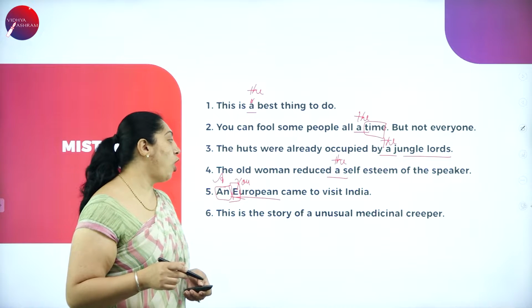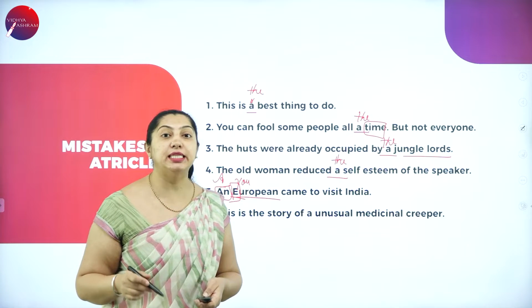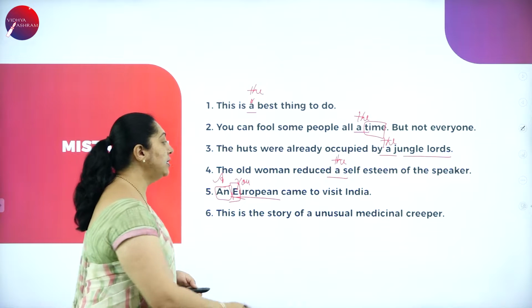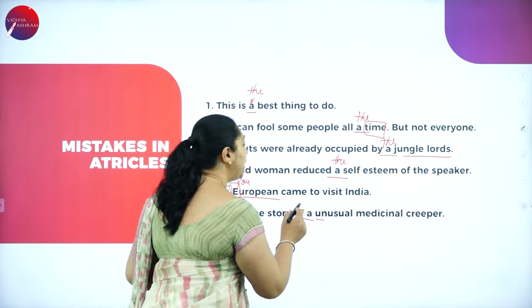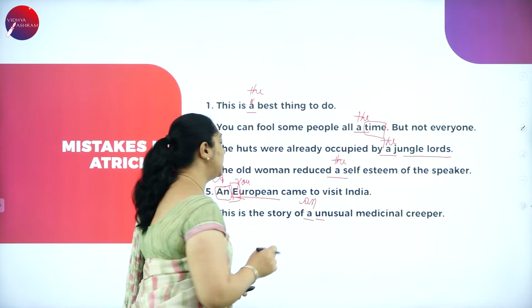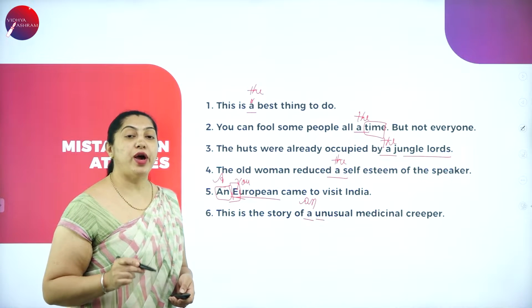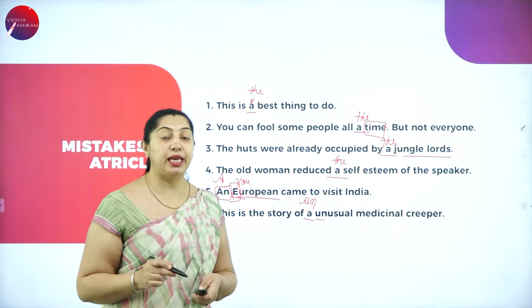This is the story of an unusual medicinal creeper. So again, the error is because U is the vowel, you will use the article an. This is the story of an unusual medicinal creeper.